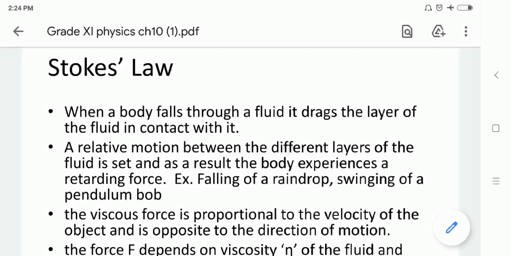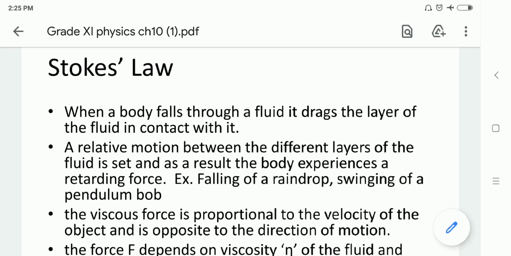When a body falls through a liquid, it drags the layer of fluid in contact with it. So the relative motion between the different layers of fluid is set and it generates a retarding force. For example, falling of raindrop, swinging of pendulum bob. This viscous force is proportional to the velocity of the object and opposite in direction to the motion.